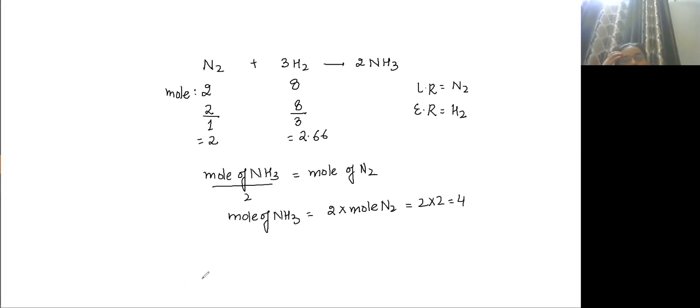Now you have to find out how much H2 is remaining. Now tell me one thing. N2 plus 3H2 gives 2NH3. Moles present are 2 and 8.